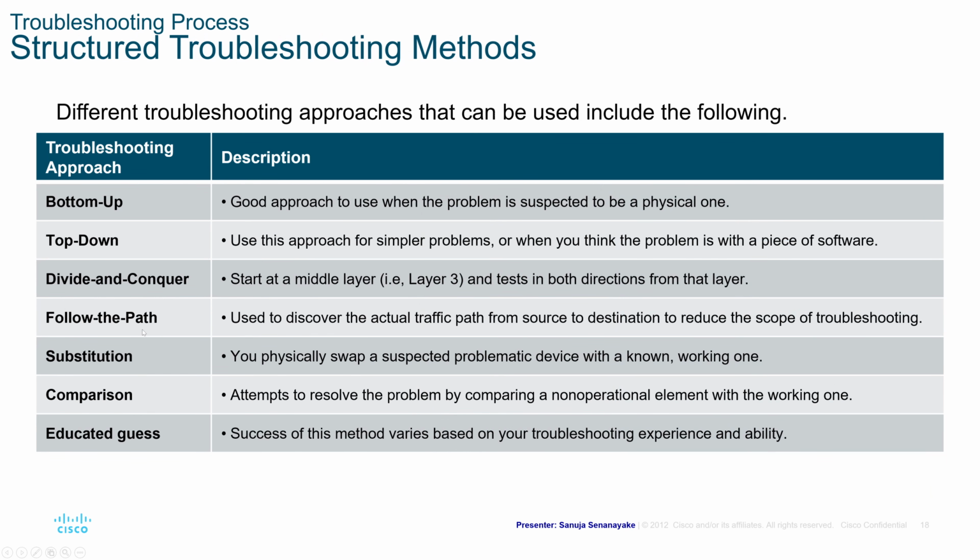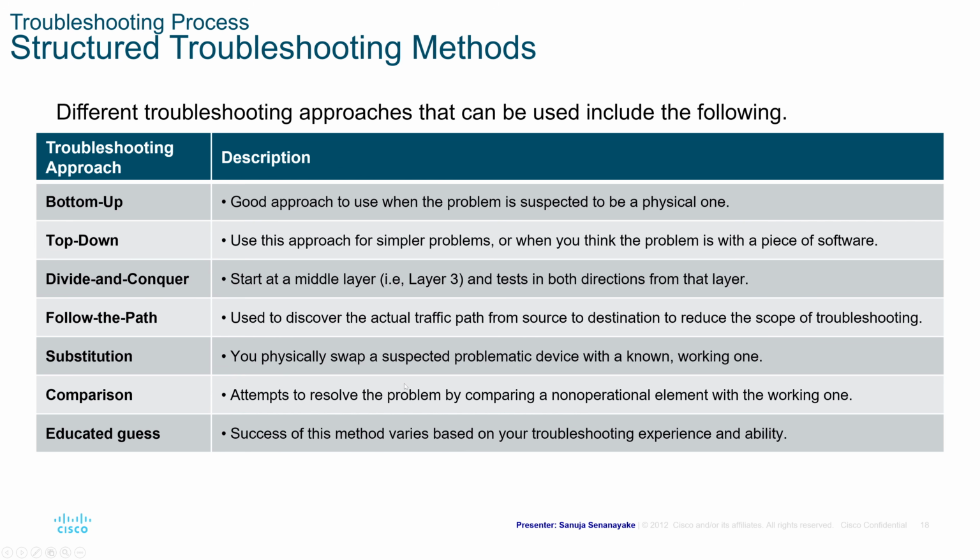Follow the path. This is used to discover the actual traffic path from source to destination to reduce the scope of troubleshooting. So you can check, okay, the user is trying to reach the server on the other end. You're going to follow the path at which the user will be sending packets to and from source and destination, right? So that's follow the path, and see if there's anything wrong along that path.